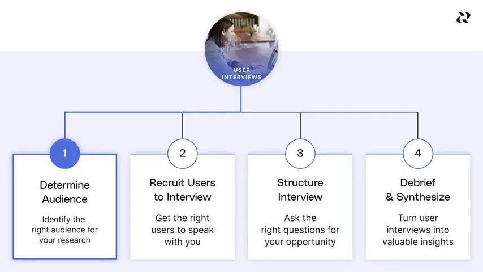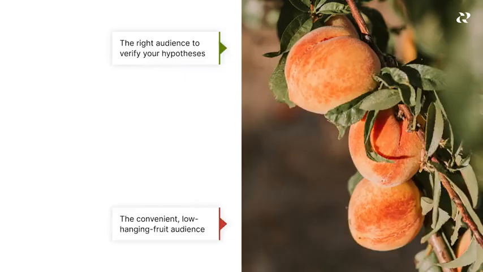The first step to running effective interviews is to determine the right audience for the interview. When determining their audience, PMs often make the mistake of reaching for the low-hanging fruit. They speak with the most convenient audience instead of taking the time to determine the right people to speak to.